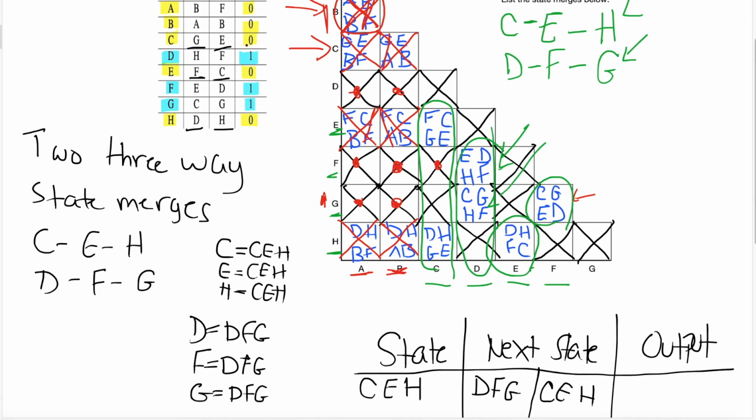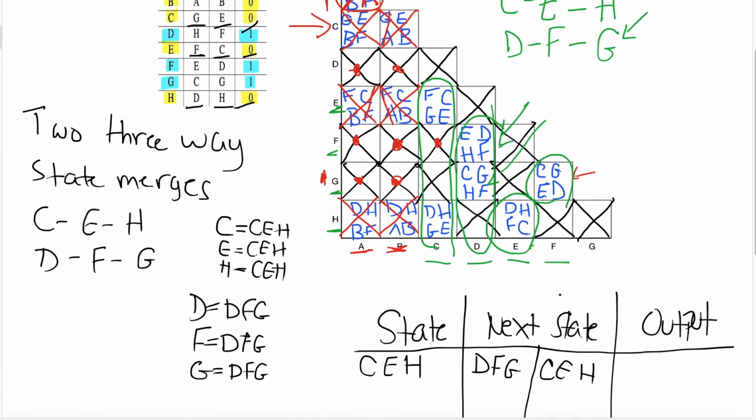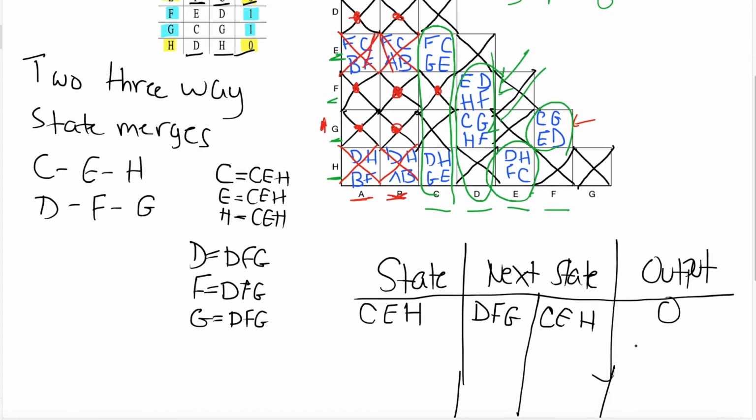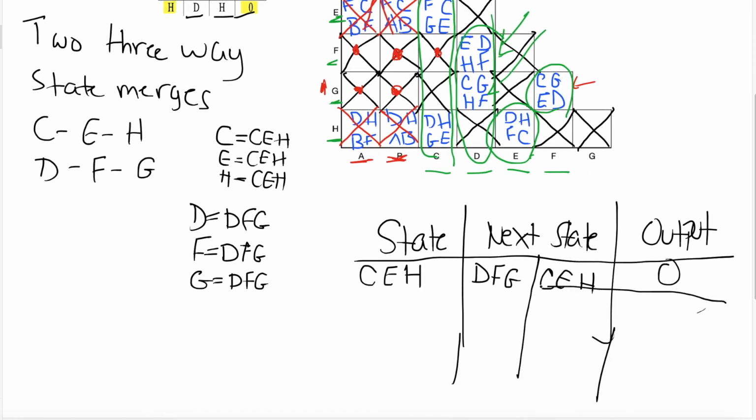And the output for all of those is all the same. It's all 0, 0, and 0. So the output stays the same as 0, right? So that's our first state. That's our first state reduction in the table, right? And then now let's see what the next one is.